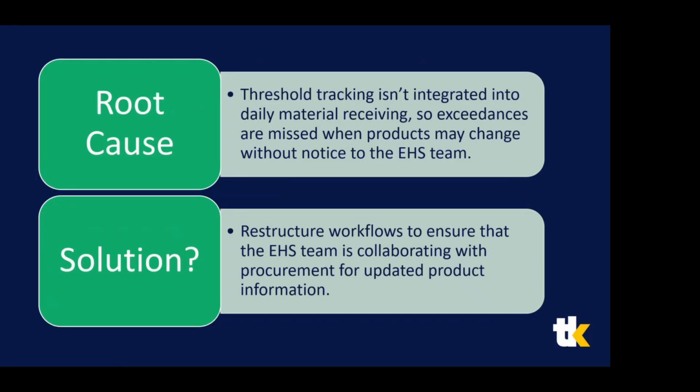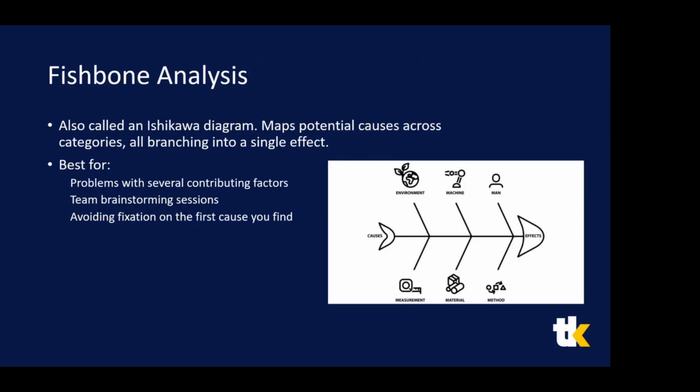And so the solutions don't need to be complex, but they need to move you in the right direction. The goal of continuous improvement in these root cause analyses is to find a problem, fix a problem, do it a little better next year. The Fishbone analysis maps potential causes across categories, which all branch into a single effect. So whereas the 5 why looks at a single problem and a single root cause, the Fishbone analysis, in my opinion, is a more holistic look at problems that may lead to a certain effect.